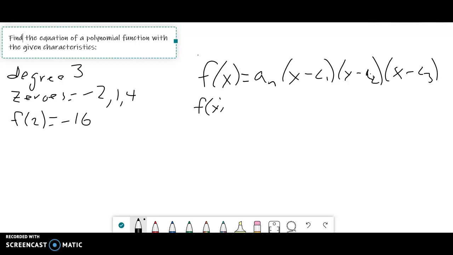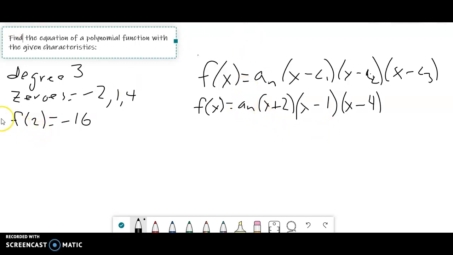Our function we know is going to look like our leading coefficient, x plus 2, because we are plugging in a -2, and so we have x minus a -2, which gives us x plus 2. And we have an x minus 1, and we have an x minus 4. We always want to subtract off the zero, so on the first one we switch the sign of the negative to a positive, and positive 1 and positive 4 become negatives.